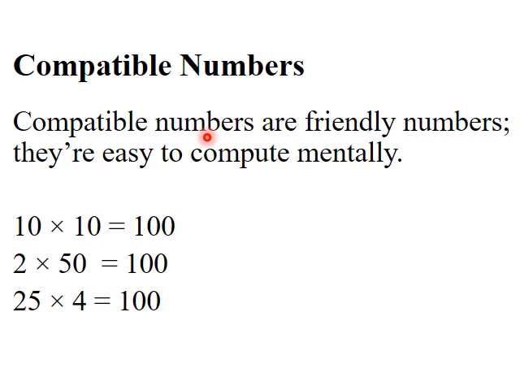Compatible numbers are friendly numbers. They're easy to compute mentally, like 10 times 10 equals 100, 2 times 50 equals 100, and 25 times 4 equals 100.